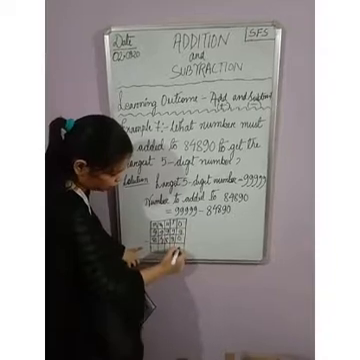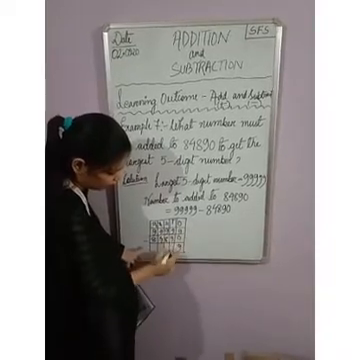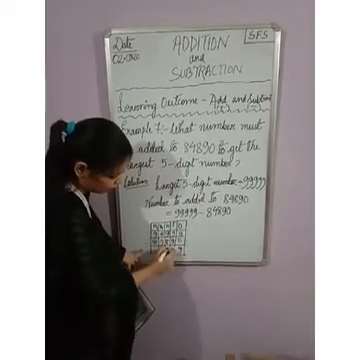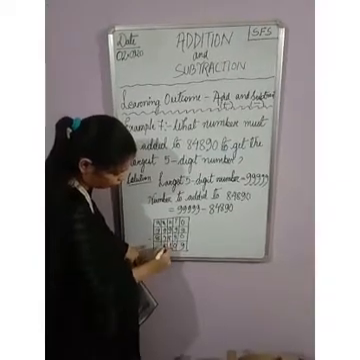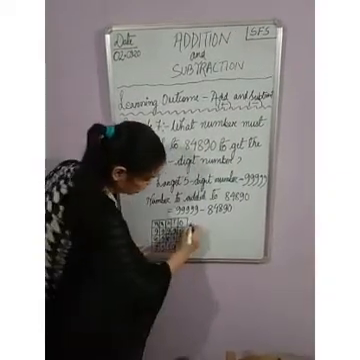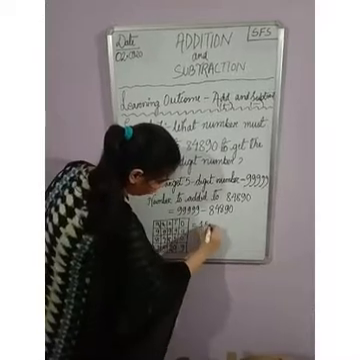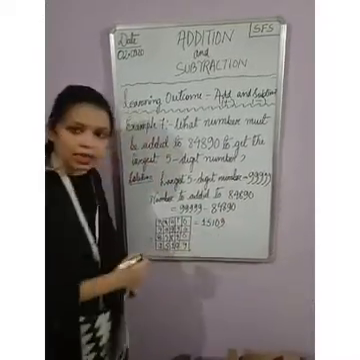Okay, 9 minus 0, 9. 9 minus 9, 0. 9 minus 8, 1. 9 minus 4, 5. And 9 minus 8, 1. The answer we got is 15109. This is the answer we got.